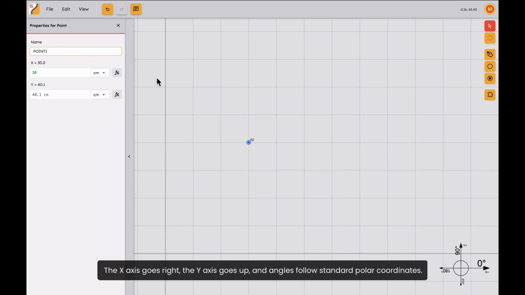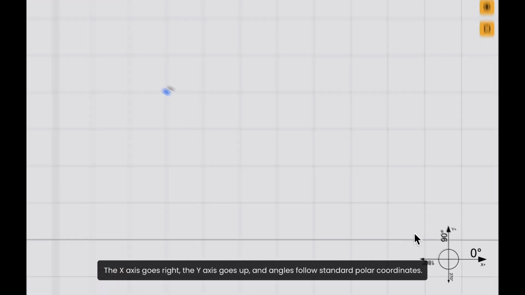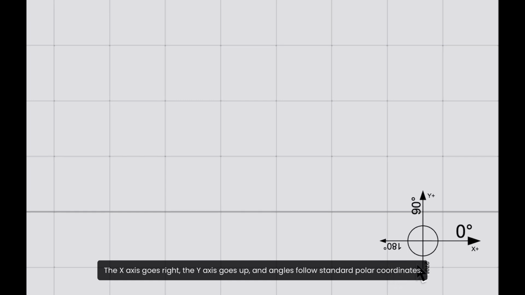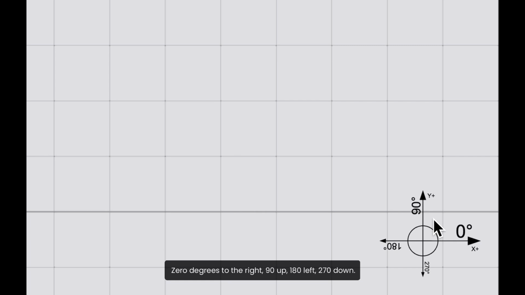The x-axis goes right, the y-axis goes up, and angles follow standard polar coordinates: 0 degrees to the right, 90 up, 180 left, 270 down.